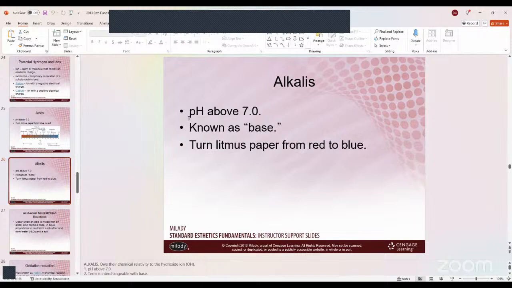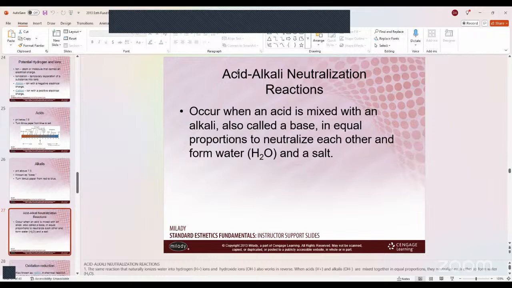Alkalize, okay? Alkalinity is above 7.0. It is known as a base, and it goes from red to blue. Okay, red to blue. We're talking about acid alkali neutralization reactions.